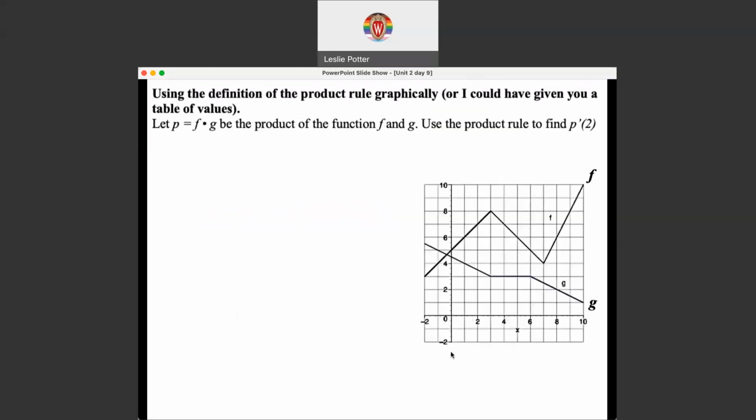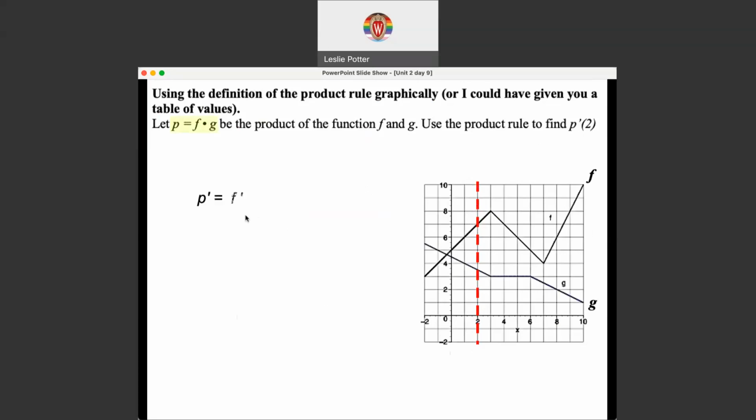Let's look at a graphical representation. Let function p be function f times function g. Let that be the product of f and g. Use the product rule to find p prime of 2, the derivative of p at x equals 2. So right here, that's all we're focused on. This is doing all sorts of crazy stuff. We don't care. We just care about right here. I drew that dashed line down my graph just to focus, kind of like creating the table on the last problem. It's just helping my eyes focus. Those are nice strategies to help you focus on the important information.